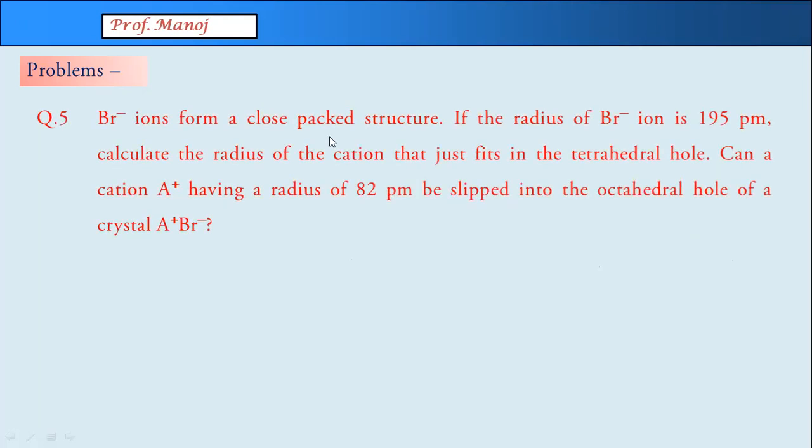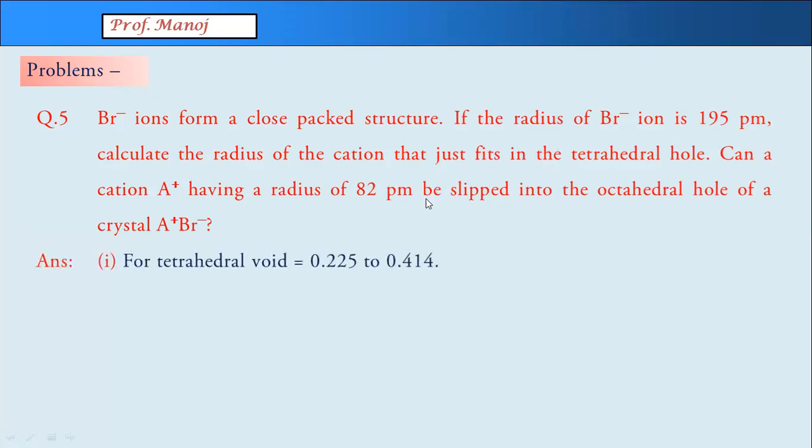चलो अनदर वन वही है लेकिन थोड़ा और डिटेल में. ये फिटिंग इन टेट्राहेड्रल ऑक्टाहेड्रल होल्स. Read it. Bromide is forming a close packed structure. Always anion form a structure. Bromide का size दिया है 195 picometer. Calculate the radius of which cation it can fit into tetrahedral hole. और अगर radius cation का है 82 picometer, will it be slipped into octahedral hole? So now we have to find both the things.